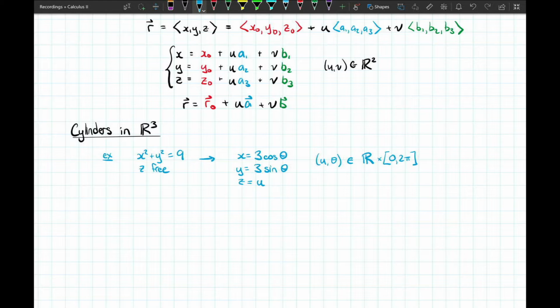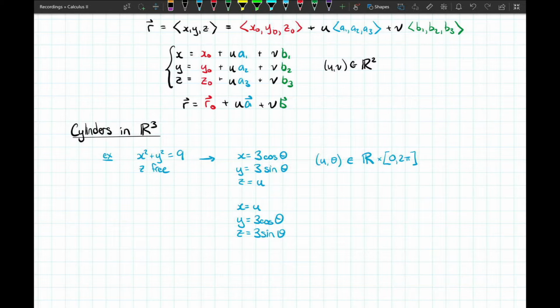In fact, now that we can just let any variable equal some parameter, we can very quickly take this cylinder and make that circle on any of the coordinate planes and have the cylinder go along the z, y, or x axis. Another example of a circular cylinder with radius 3 would be just letting x equal u, y equal 3 cosine theta, and z equal 3 sine theta. Well, that would also be another radius of 3, but this would be going along the x-axis.